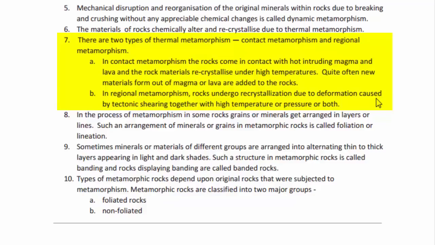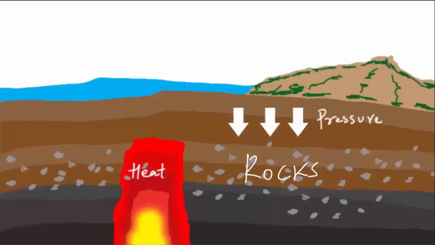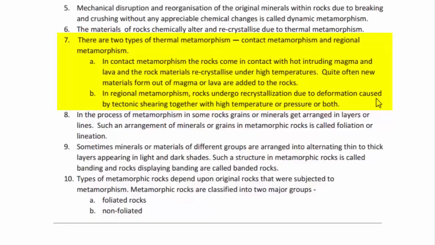Now in regional metamorphism, the rocks do not become molten in order to change their shape. They just need the incredible pressure of the landform above and high temperature as well, but do not mistake it with molten form. It need not melt the rock. That's why contact means in touch with magma and regional means around the magma, so that heat of the magma does the trick. In the process of metamorphism in some rocks, grains or minerals get arranged in layers or lines. Such an arrangement of minerals or grains in metamorphic rocks is called foliation or lineation.